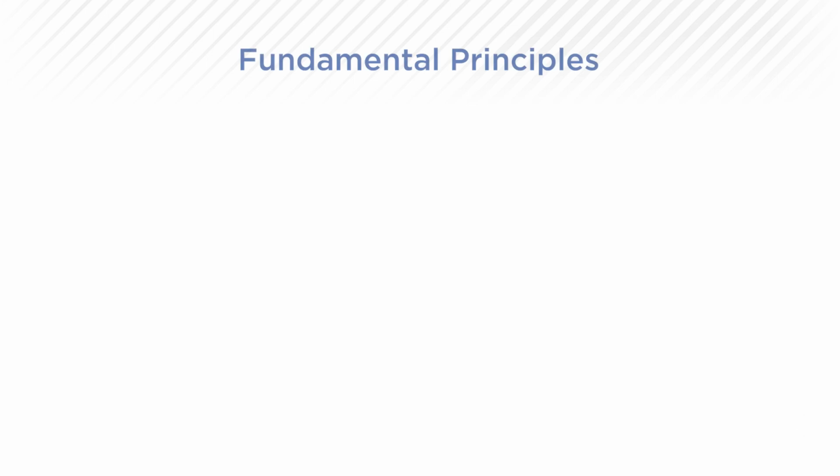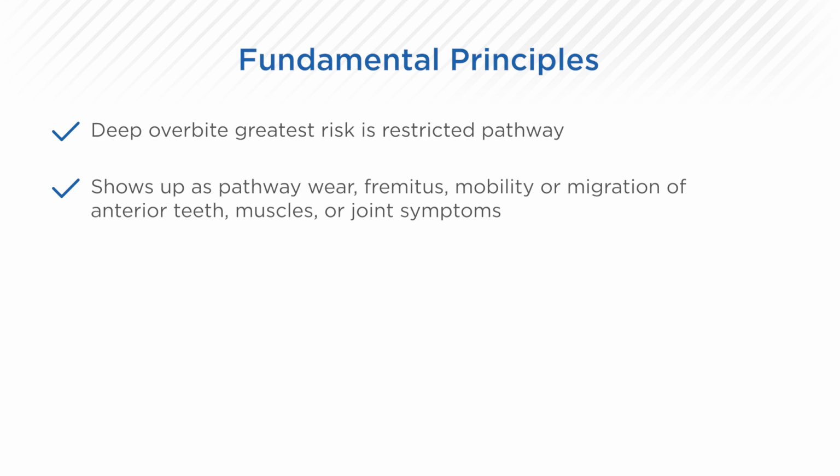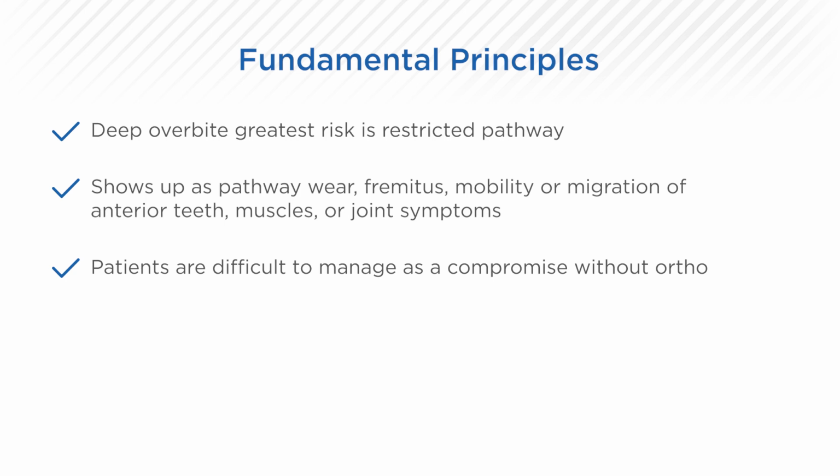With a deep overbite patient, there are a few things to think about. One of the biggest risks we typically think about is a restricted pathway of motion, and that could be that they're feeling locked in. Typically, if they do have that restricted pathway, it shows up as pathway wear on the lingual of maxillary anterior teeth and the facial of mandibular anterior teeth. It might show up as fremitus of the anterior teeth, or mobility or migration of the anterior teeth. In some patients, it will even show up as muscle or joint symptoms. The challenge of deep overbite patients is that oftentimes without orthodontics, they're very difficult to manage.